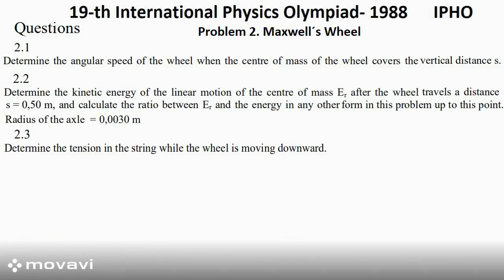Questions. Question 1. Determine the angular speed of the wheel when the center of mass of the wheel covers the vertical distance s. Question 2. Determine the kinetic energy of the linear motion of the center of mass, E_r, after the wheel travels a distance s equals 0.5 meters, and calculate the ratio between E_r and the energy in any other form, in this problem up to this point. Radius of the axle equals 0.003 meters. Question 3. Determine the tension in the string while the wheel is moving downward.